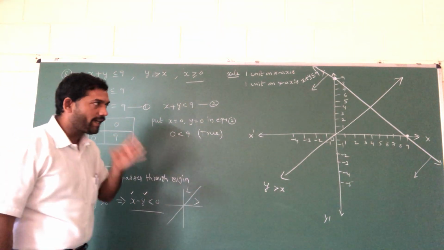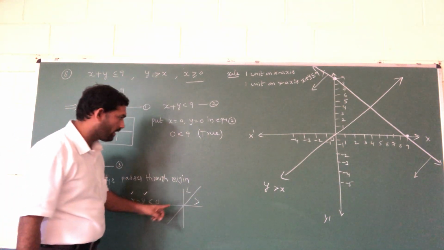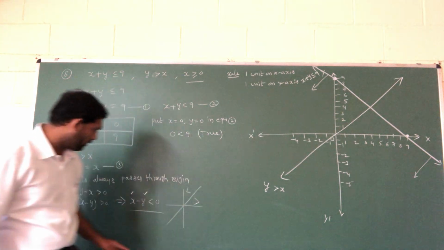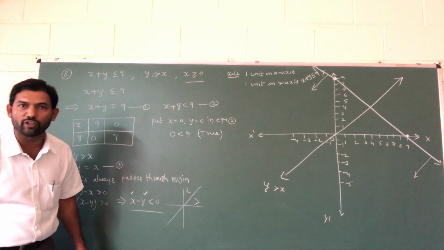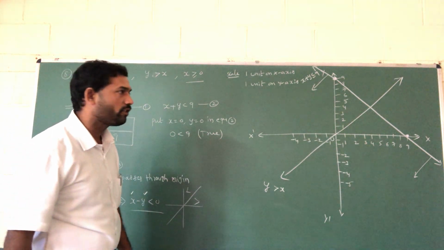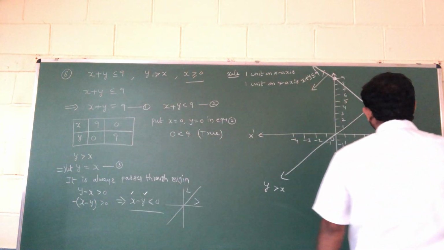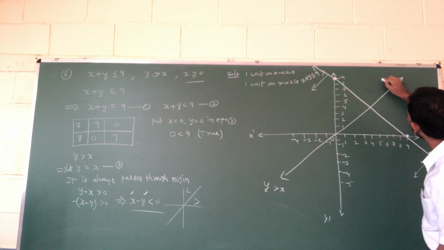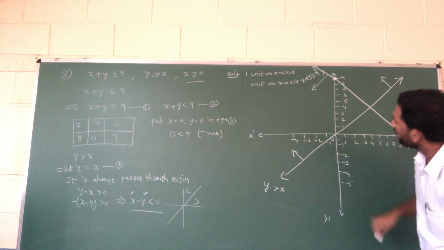So y greater than x means, as I said very clearly, this is modified. What we are getting is x minus y less than 0, right? x minus y less than 0 means we have to shade above the line. So this side we have to shade, above the line.